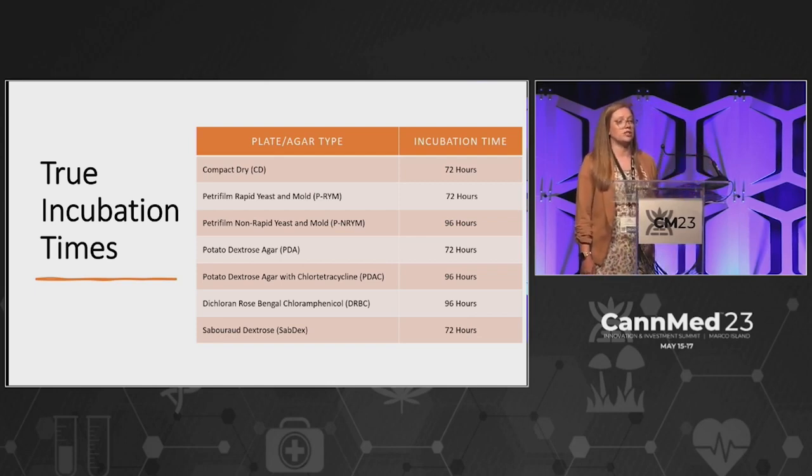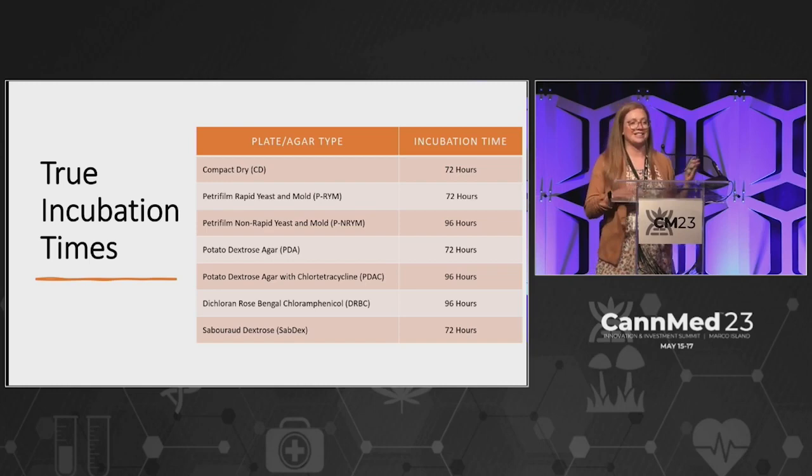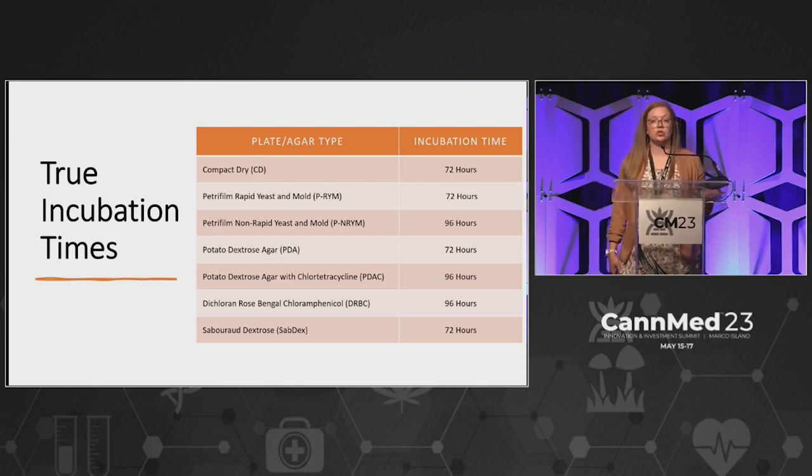And the true incubation time was established as the point in time when no new colonies formed, and instead the colonies only started to grow. They just got bigger. So you'll see on the next slide this drastic difference between that 48 and 72 hour, and that's where we're gonna focus, that Petri film, rapid yeast and mold. This true incubation time is 72 hours, even though the manufacturer recommendation is anywhere from 48 to 72.